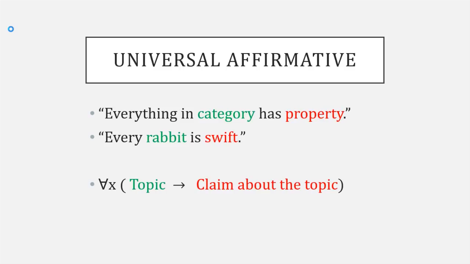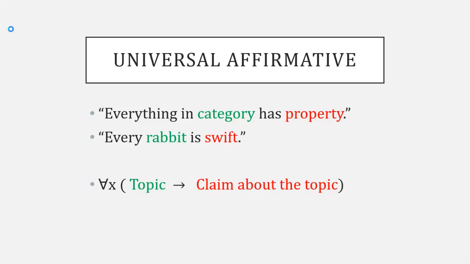Universal affirmative, so saying everything in this category has this property. So here's a version of it. Every rabbit is swift. And the basic structure of this is you do a universal generalization and you put the category or the thing that's the topic in the antecedent. And then the consequent is the thing that you're saying about that category or topic. And of course you recall, so this is a super simple example. The category is just rabbits, and the thing being said about all rabbits is just that they're swift.